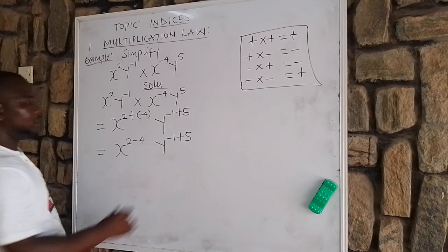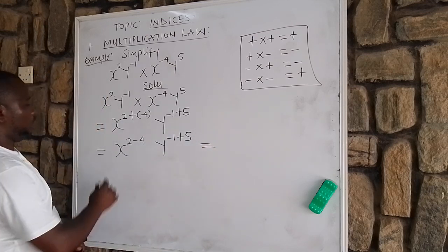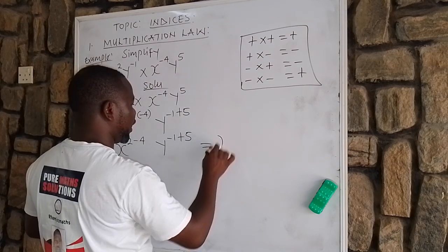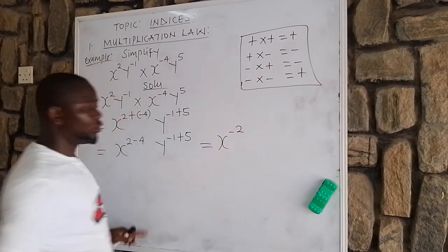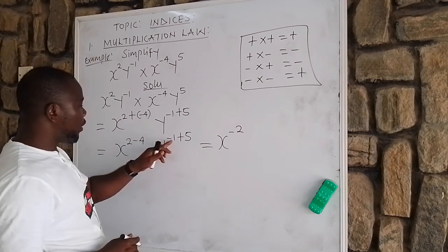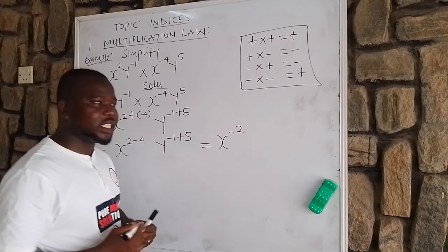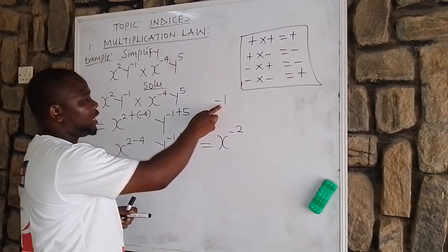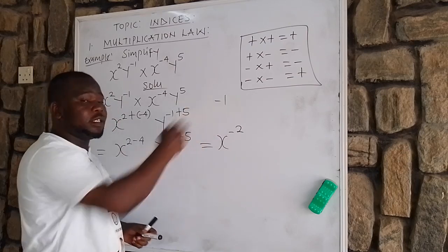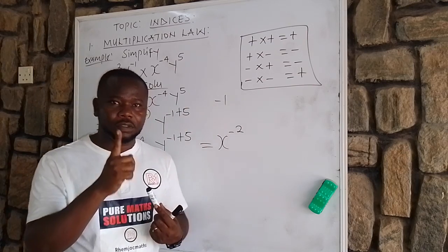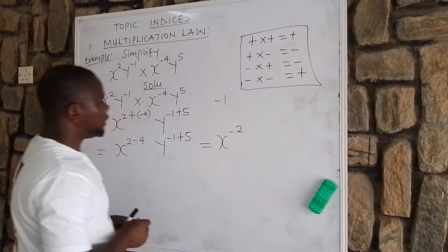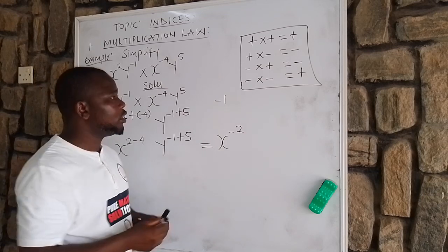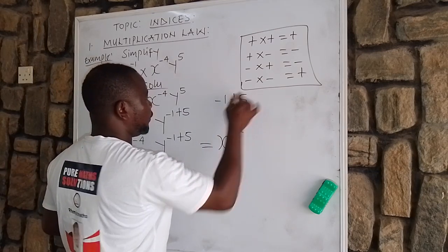5. So this will now be equal to x raised to the power 2 minus 4. We are going to have x raised to the power of minus 2, y raised to the power of minus 1 plus 5. When you see a negative sign in front of any value, note that you are owing. Minus 1 means you are owing 1 naira. Please take note. Is that clear? Plus 5 means you have it.